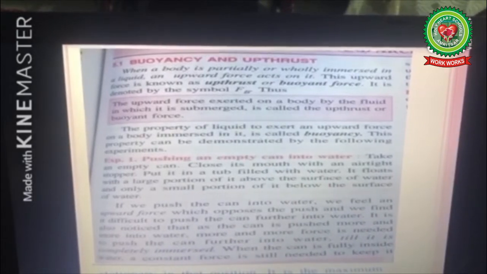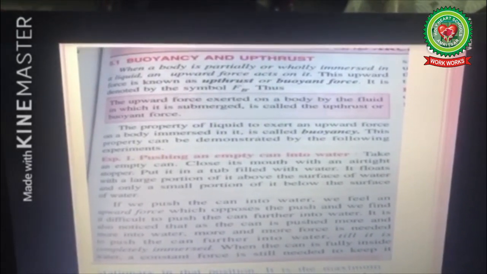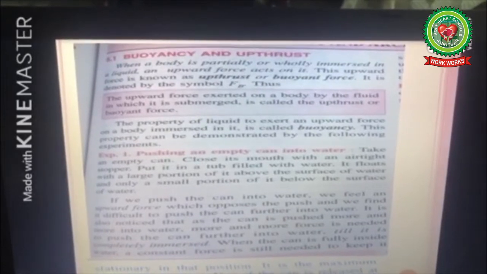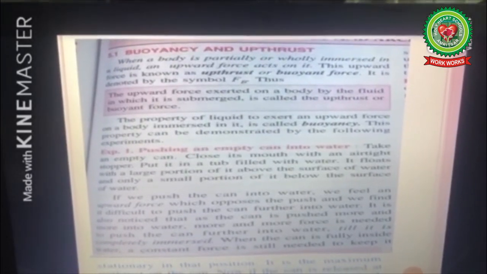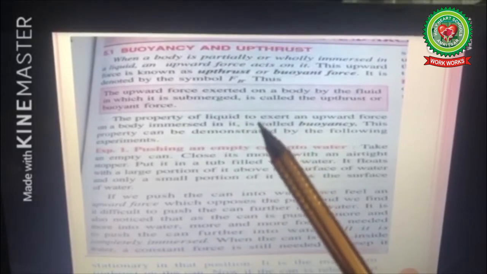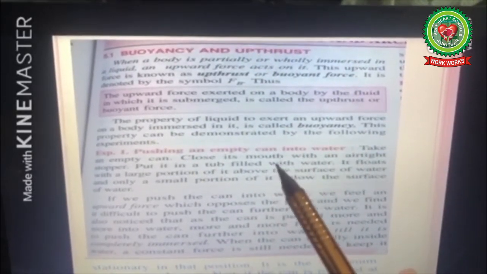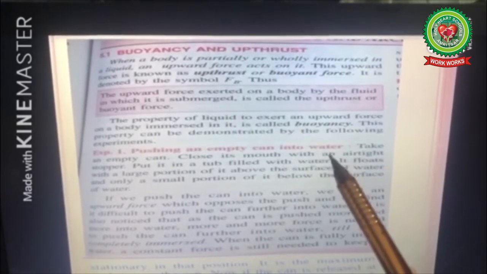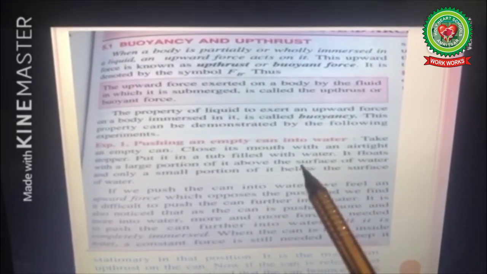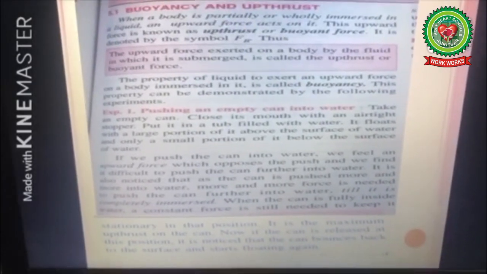So, the upward force exerted on a body by the fluid in which it is submerged is called the upthrust or buoyant force. The property of a liquid to exert an upward force on a body immersed in it is called buoyancy. This property can be demonstrated by the following experiments. Experiment number 1, which we have just now discussed.